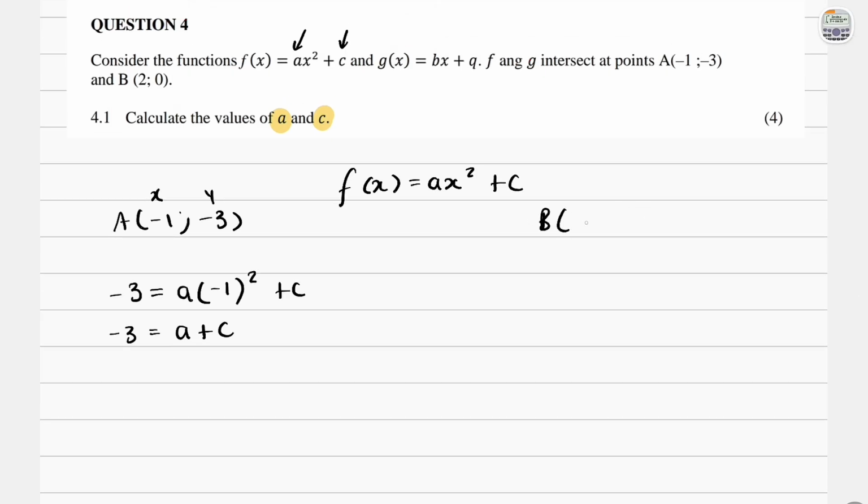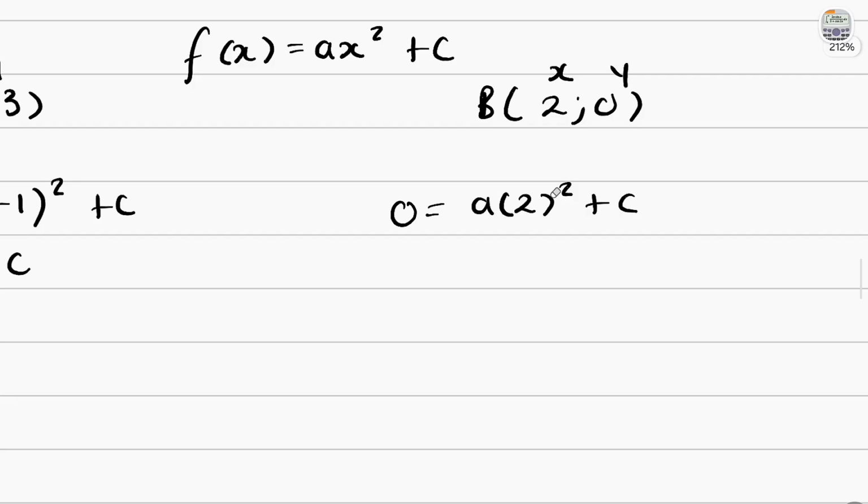Okay, so take the second point, 2 and 0, and again substitute it in. So this is x and y. The y value 0 is equal to a multiplied by 2 raised to the power of 2 plus c. So that just becomes a 4 and then multiplies to the a to become a 4a.